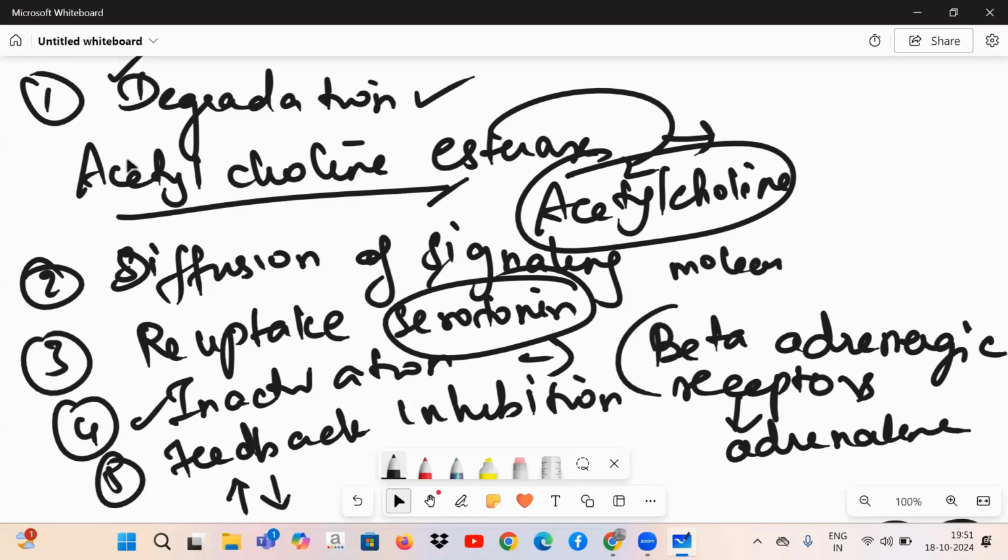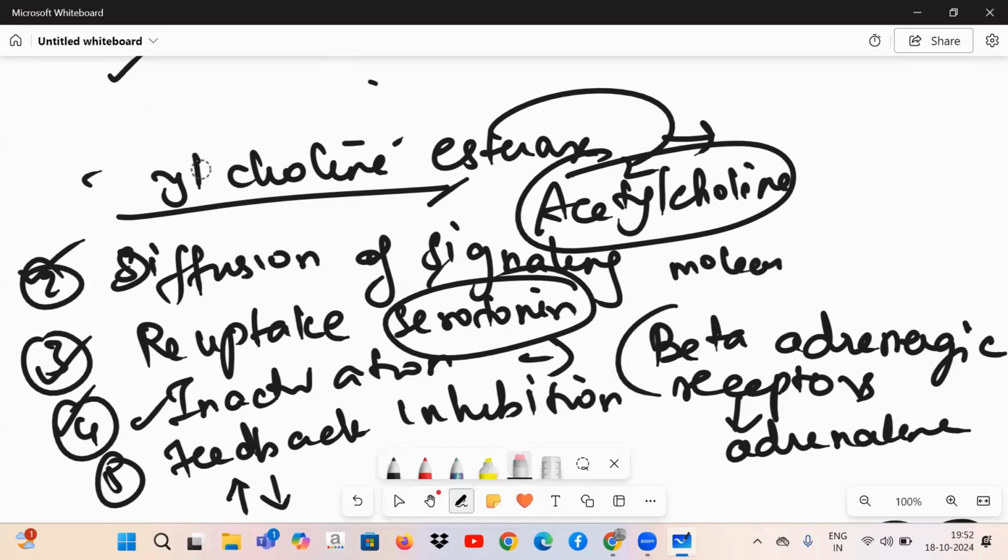So these are the 5 different ways of termination. You can use these same examples: degradation, reuptake, inactivation, feedback inhibition, insulin you can use. So this is how your signal transduction pathways get terminated.